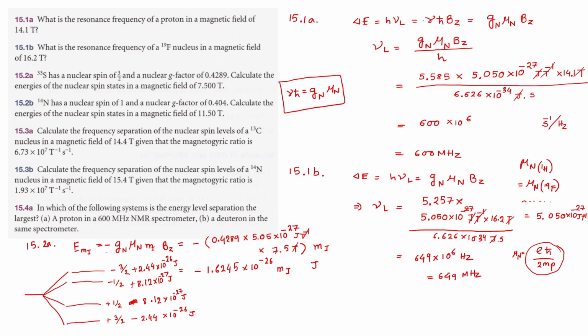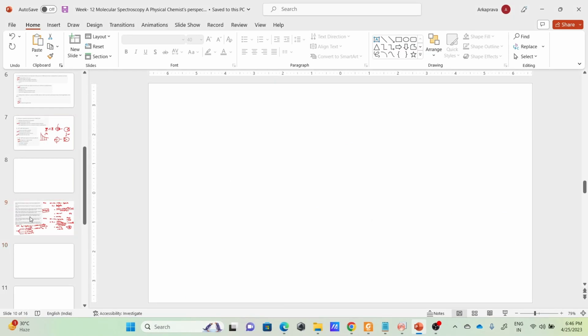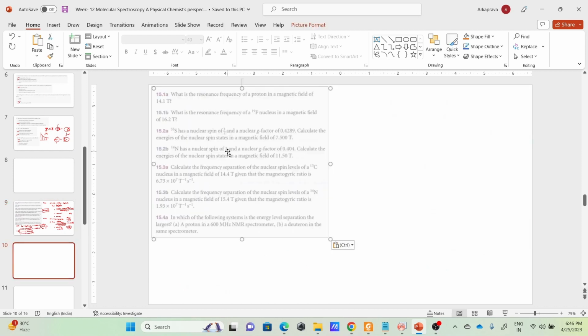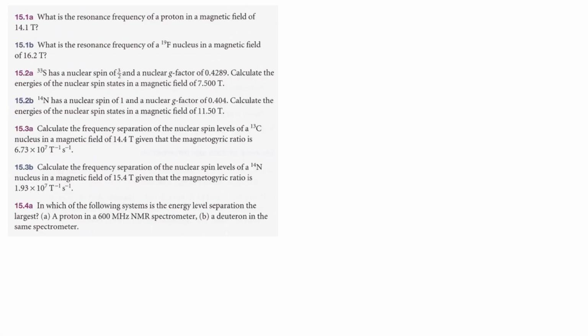Okay, no issues. Now, these are the energies for each spin state. Same thing we are going to do for 15.2B. Okay, let us do that. Let me first copy the questions and then we'll solve it here. Now we'll solve 15.2B. It is said that 14N has a nuclear spin of 1.